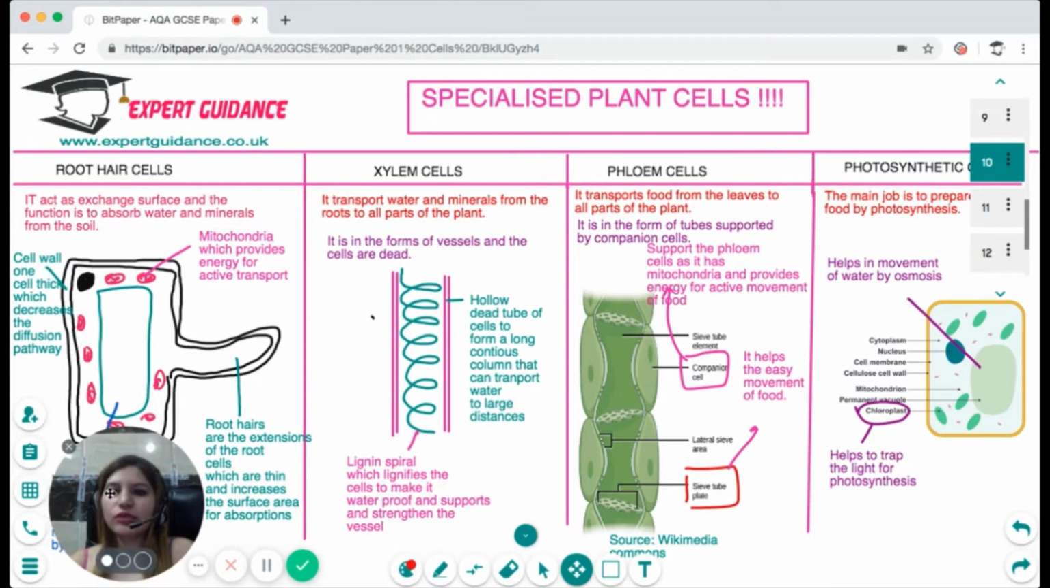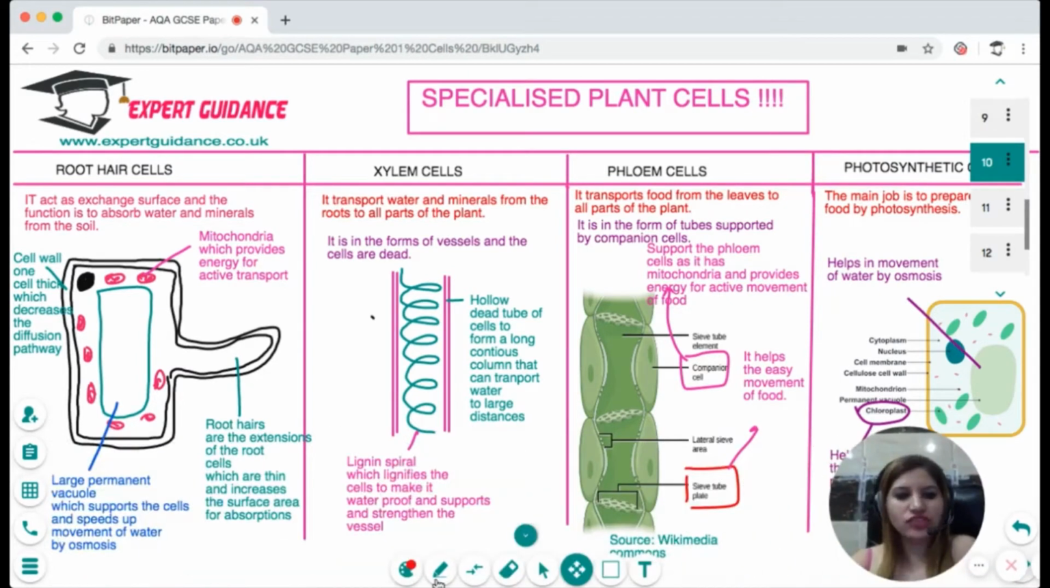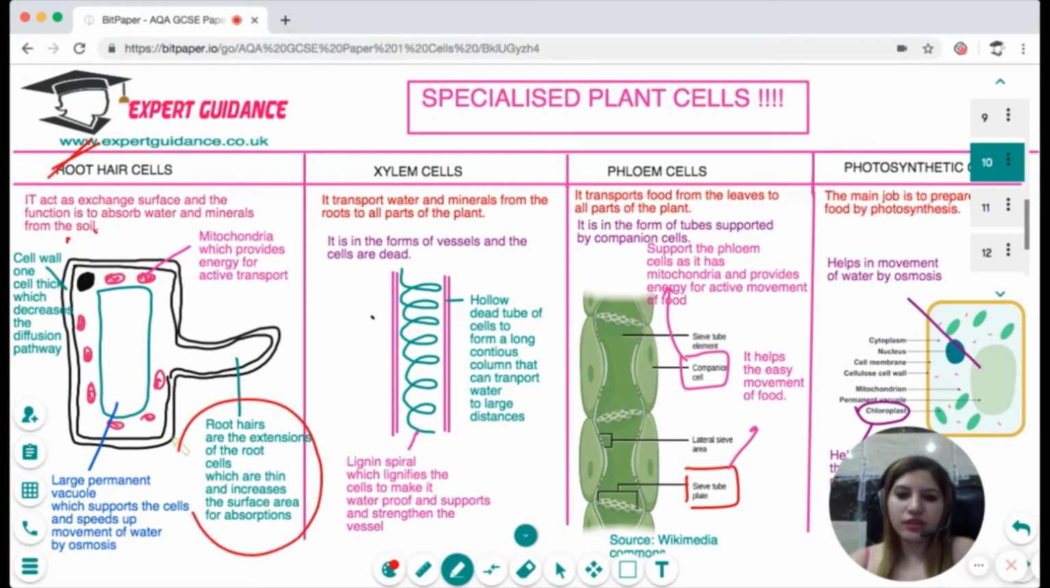Again, these are those cells which have some extra features that allow them to perform special functions. Now, again, to write about these, you should first know their function. So the root hair cell is a cell which acts as an exchange surface and absorbs water and minerals. Now, for the absorption of water and minerals, it needs a large surface area. So the root hairs are the extensions which provide a large surface area for the absorption of water and minerals. Then it has a large permanent vacuole which supports the cell and speeds the movement of water by osmosis.